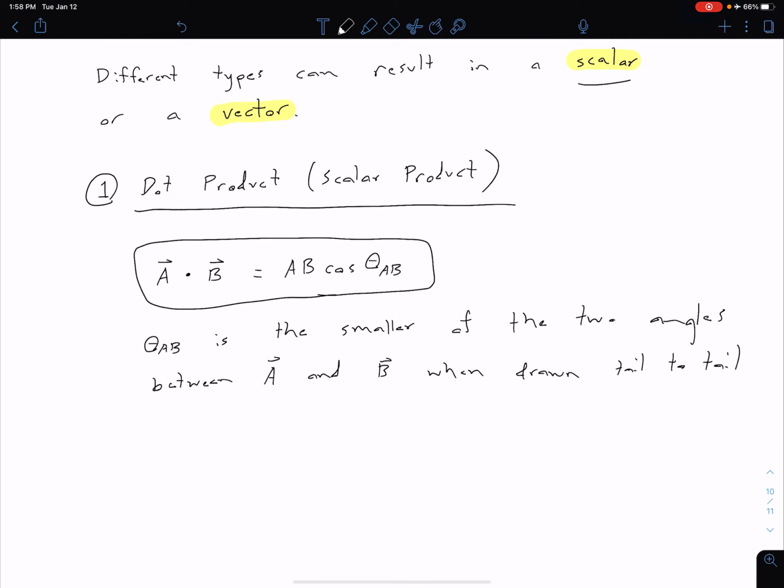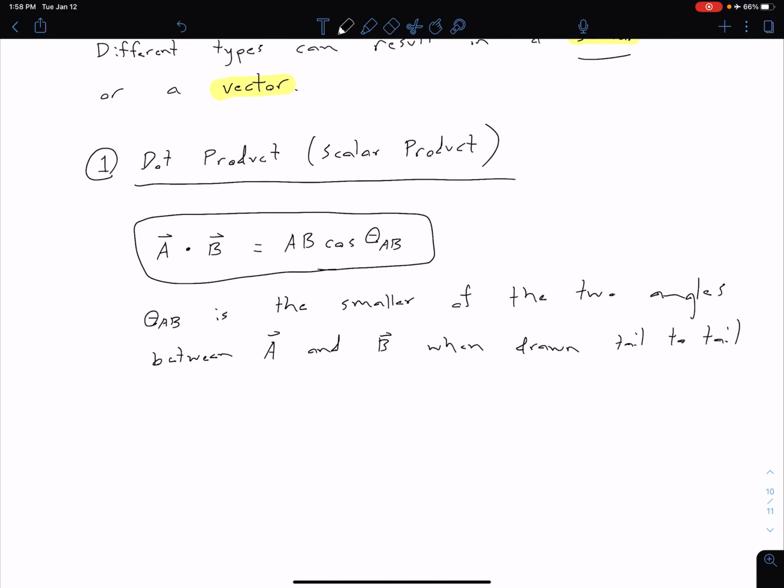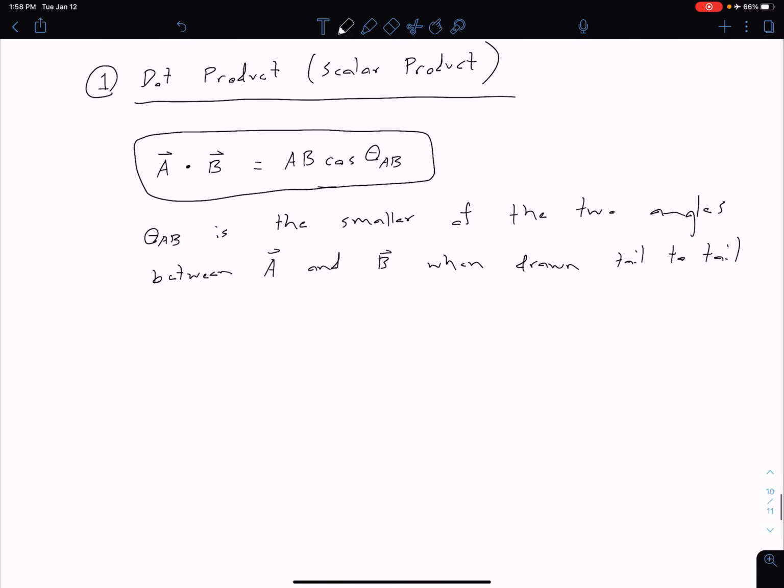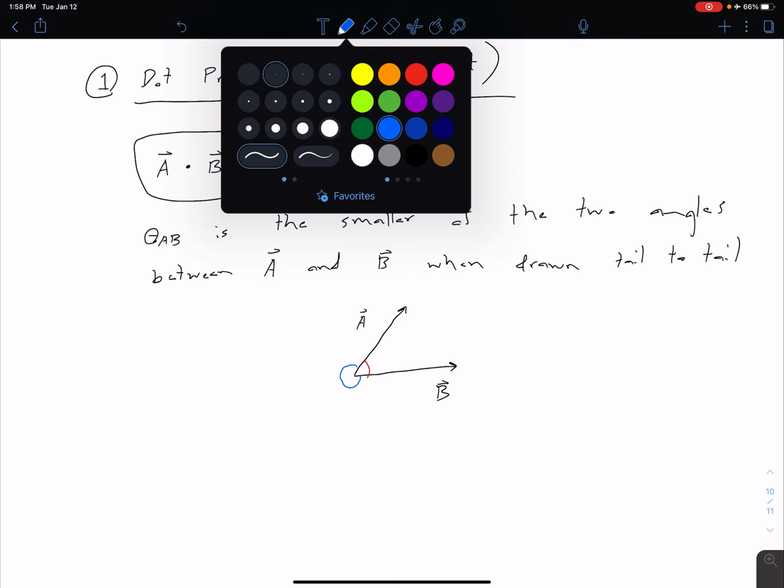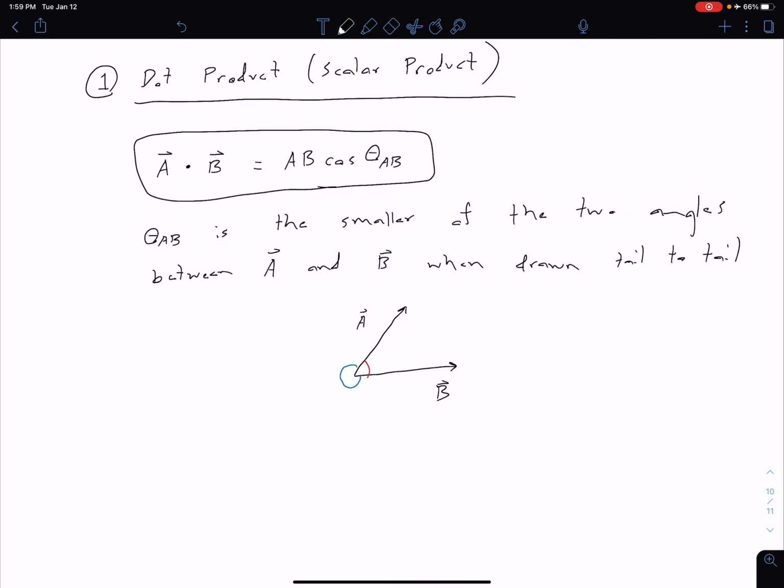Of course they're not always going to be right next to each other, but if they're drawn tail to tail, let's say we have a vector A that looks like this, and a vector B that looks like this, for instance. Of course there are 2 angles that we could associate with this. So let me switch colors here. We have this angle here, and we have an angle that is going here. Because we're looking at the smaller of the 2 angles, theta AB would be this one indicated by the red arc.